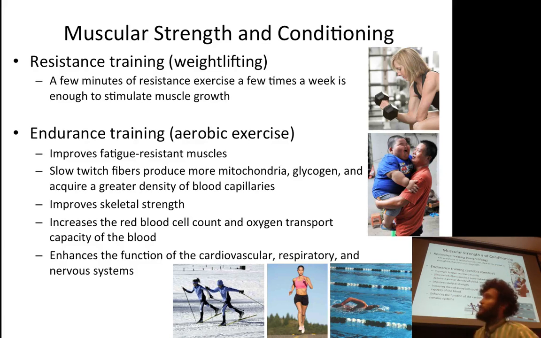This tends to encourage the slow twitch fibers. You have an increase in mitochondria accumulation in these cells, and it's going to increase your red blood cell count, the oxygen transport capacity, and thus the VO2 max of your body is related to your RBC count and your oxygen transport capacity.